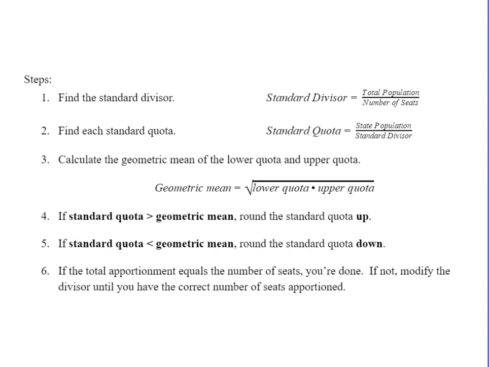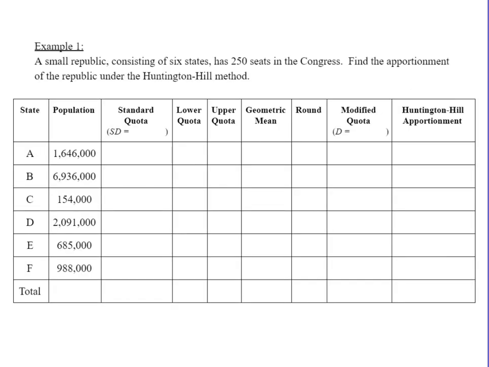Now, I know that sounds like a lot, and this is the most mathematically complex of the models that we've looked at. But if you use spreadsheets, again, I promise it's not that hard. So, we're going to look at the same example that we looked at with Jefferson, Adams, and Webster's methods. A small republic consisting of 6 states has 250 seats in Congress. Find the apportionment of the republic under the Huntington-Hill method. And we've got the population of each of the states. I'm going to flip over to my spreadsheet and do all of my work there.